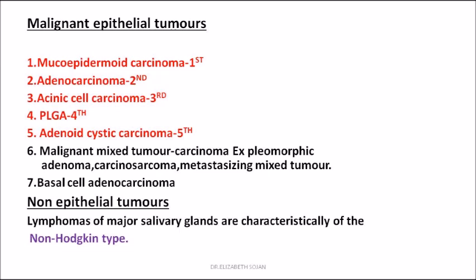If you take non-epithelial tumors, what are they? Soft tissue tumors, hematolymphoid tumors and secondary tumors. If you take all these tumors together, the most common type of tumor is non-Hodgkin's type of lymphomas. The most common type of non-epithelial tumor in the salivary gland is non-Hodgkin's type of lymphomas.